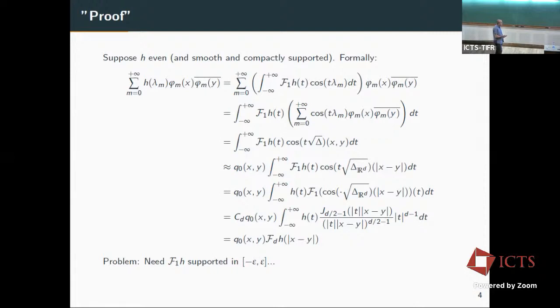Of course, there are many things that have to be fixed. One is that if you want to apply this thing here, you need F1 of H to be compactly supported in minus epsilon, epsilon. But of course, if H is compactly supported, then this cannot be compactly supported. So you need to work a little bit with this. You take the convolution of this with a function with a one-dimensional compactly supported Fourier transform, etc. And then you approximate. And in the end, everything works, and what you get is what we said before.